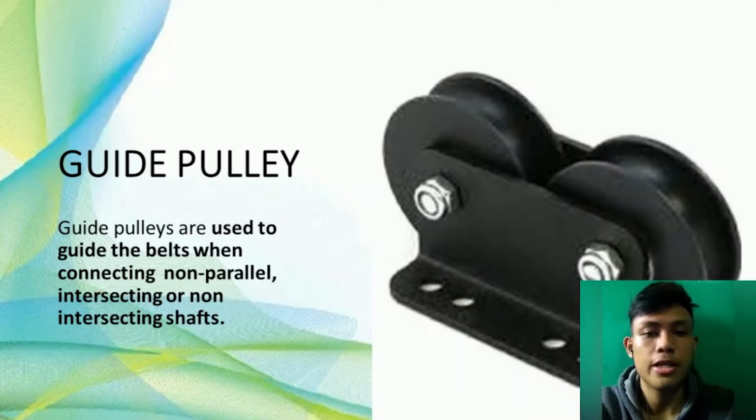The next type is the guide pulley. Guide pulleys are used to guide the belts when connecting non-parallel intersecting and non-intersecting shafts. The guide pulleys guide the belt to keep the belt in its proper place.